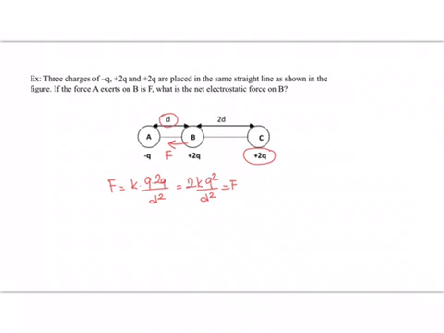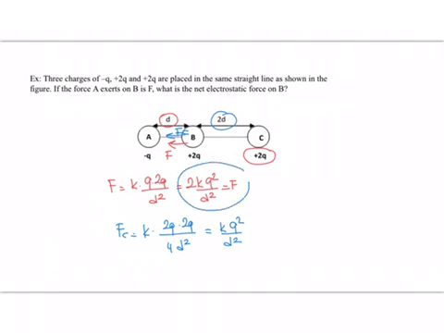C is positive, so C will also repel B, let's say with a force of FC. FC here is equal to K times the charge of C, 2Q, times the charge of B, 2Q, over the distance square, 2D square, which is equal to 4D square, which is equal to KQ square over D square. As 2KQ square over D square is equal to F, then this is equal to F over 2. So B has a force of F and F over 2 in the left direction. So the net force on B is equal to 3F over 2 in the left direction.